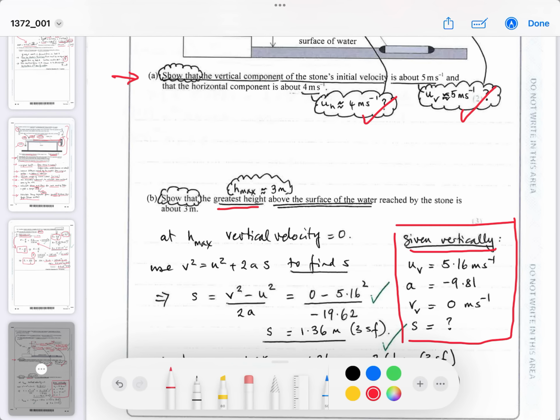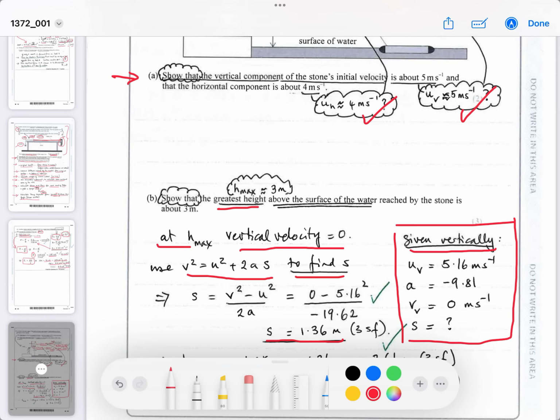So the height will be the distance vertically, SV. At maximum height, we know the vertical velocity is 0. We can now use what we have here, which is V, U, A, and S. So you can use V squared equals U squared plus 2AS. The only unknown is S. So you can rearrange it, and S will be V squared minus U squared over 2A. Put the numbers in, and you'll find this is 1.36 meters from the launch point.